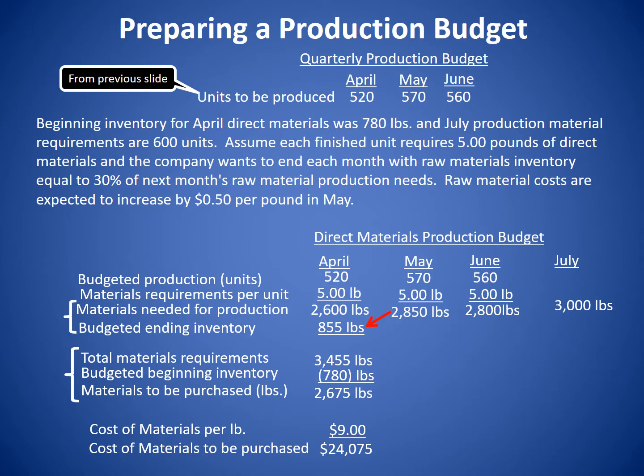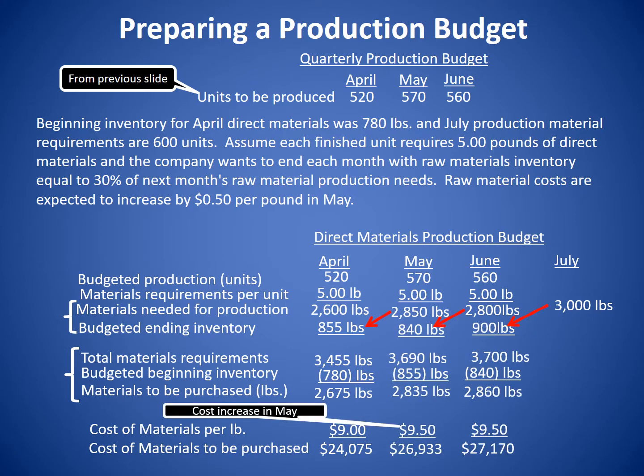2,675 pounds. We multiply that times our material cost of $9 a pound, and I know I didn't mention that in the narrative. It would normally be there, so I apologize for that. So just assume that the narrative did tell us our cost per pound would be $9. So we take the $9 per pound times 2,675 pounds, and the total cost of materials to be purchased for the month would be $24,075. We're going to do the same process for May and June.